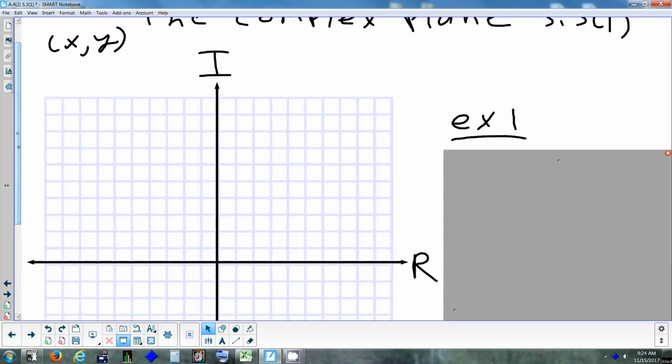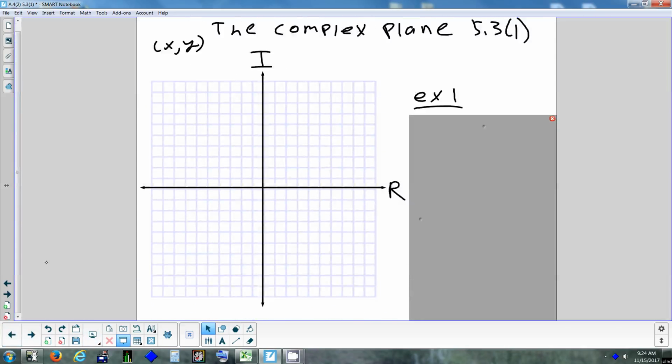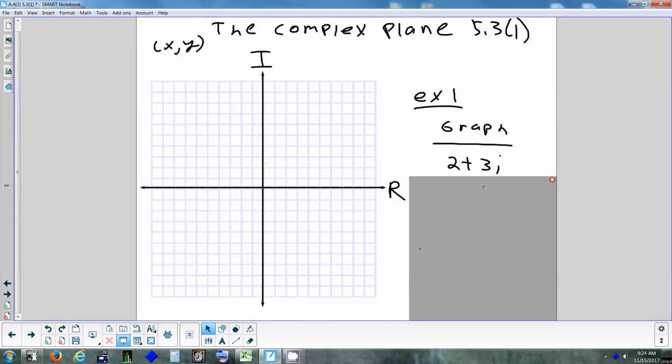All right, so let's see if I give you a point, if we can graph it. It's 2 plus 3i. Matt, what's the real part in that number? 2. So we're going to start by going 2 units on the real axis.